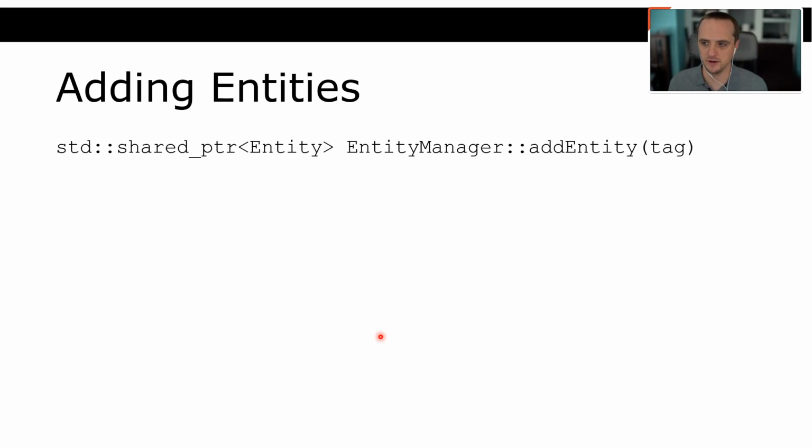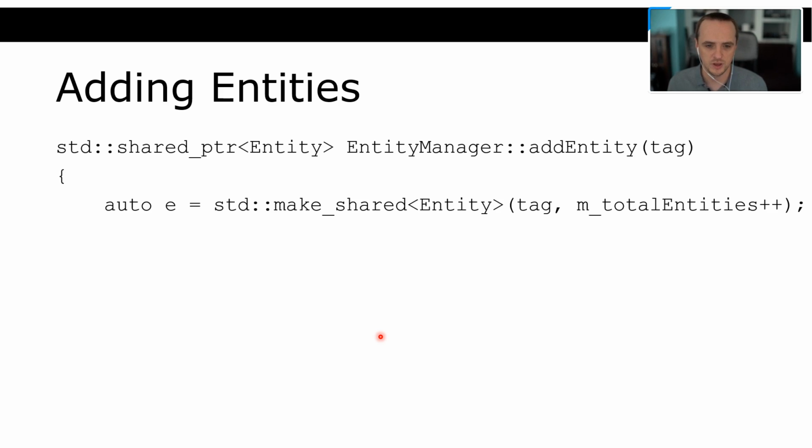How are we going to actually do that? Well, we can do it like this. We're going to create the shared pointer to an entity as so. So we say auto e for entity equals std::make_shared<Entity>. And the entity constructor is going to take in two arguments. It's going to take in the tag, that's the tag of the entity. And it's also going to take in the integer ID for that entity.